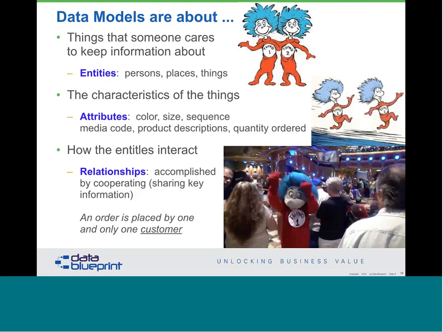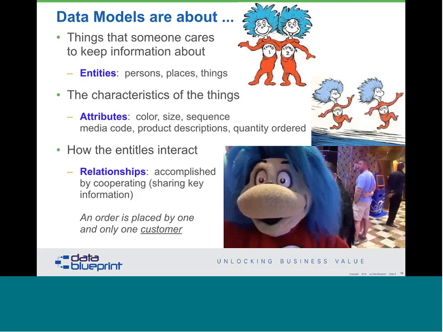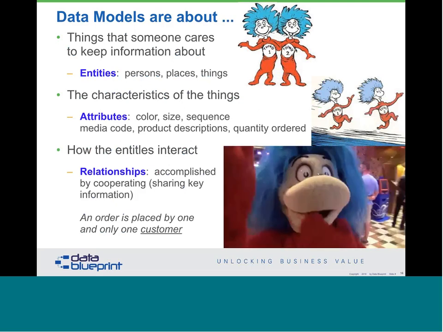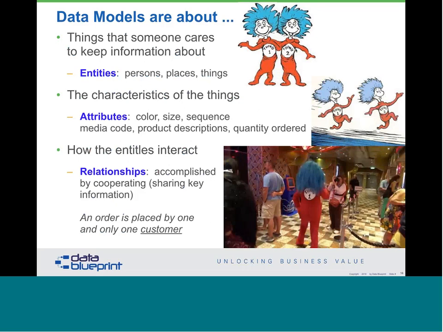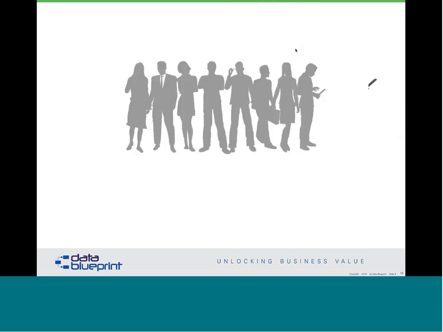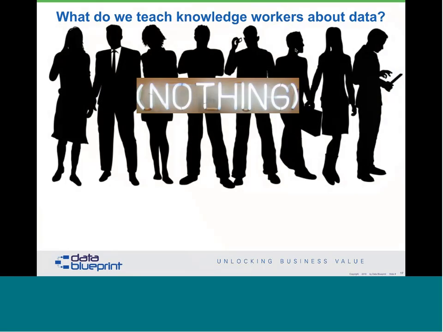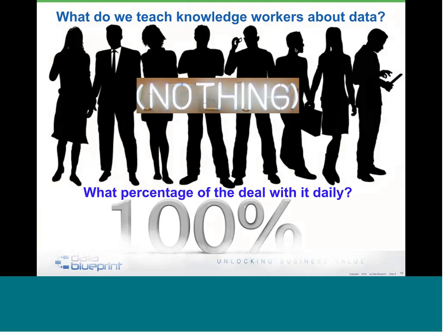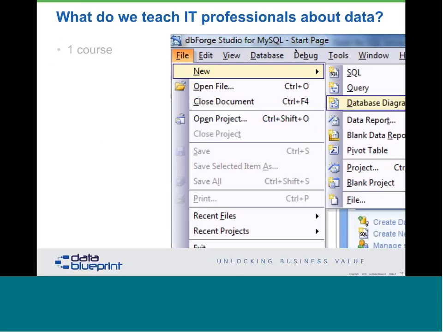Again, I'll give you an example here. An order is placed by one and only one customer, if that's the case. Well, that may be a business rule, but that is enforced by these relationships built on the structure of specific entities and attributes. And the reason we know this is because we've had some good education here, but the vast majority of knowledge workers are taught absolutely nothing about data. And of course, that is the definition of a knowledge worker, somebody who works in this field.